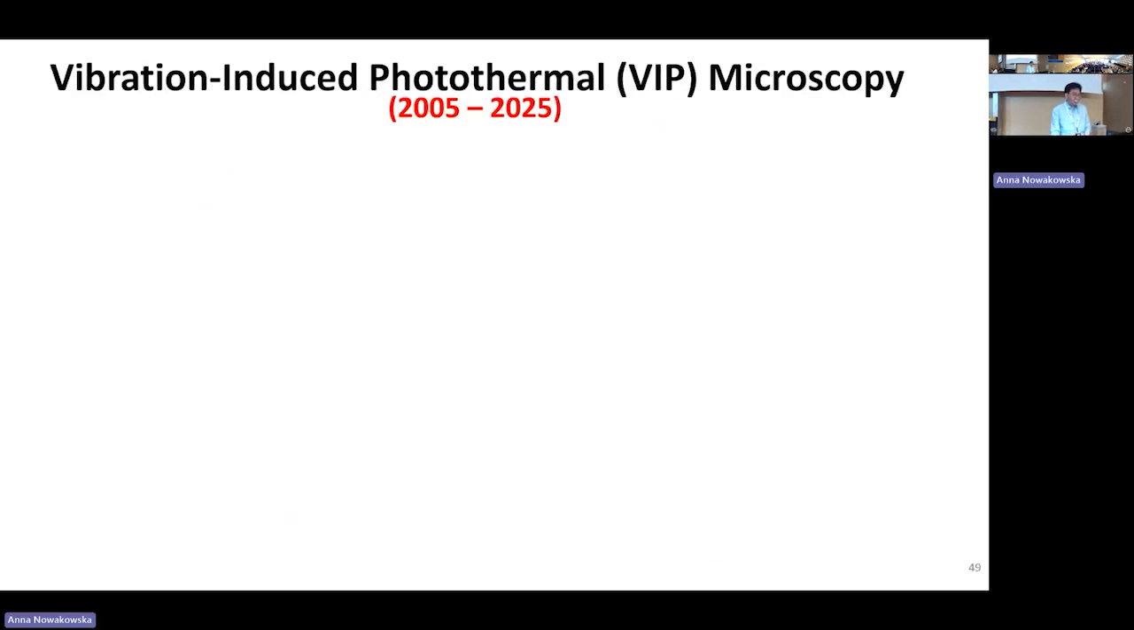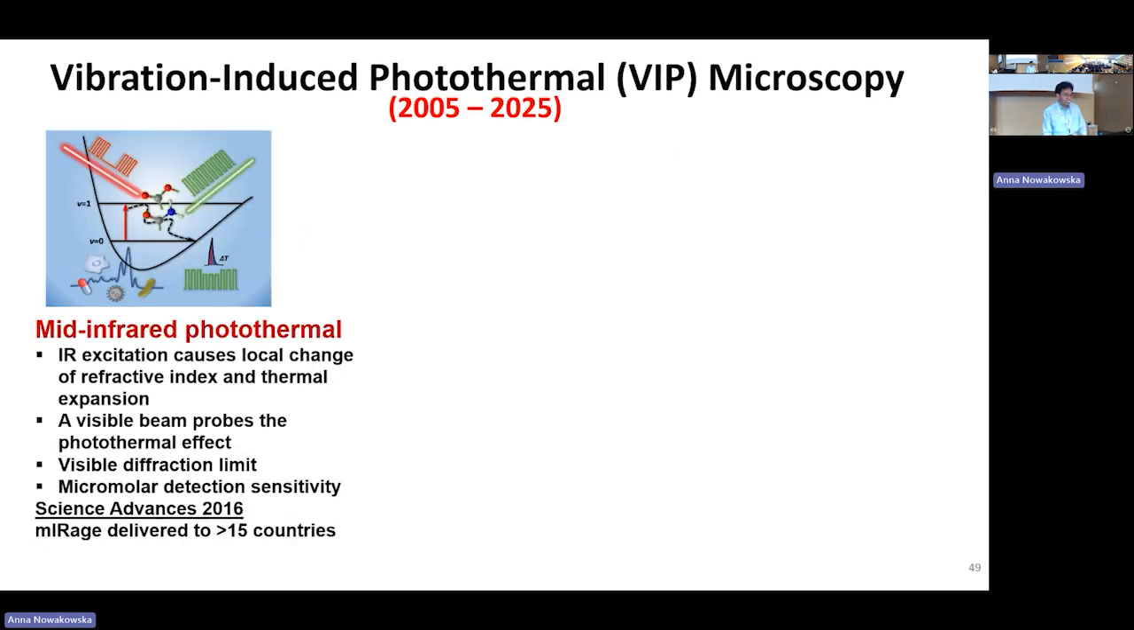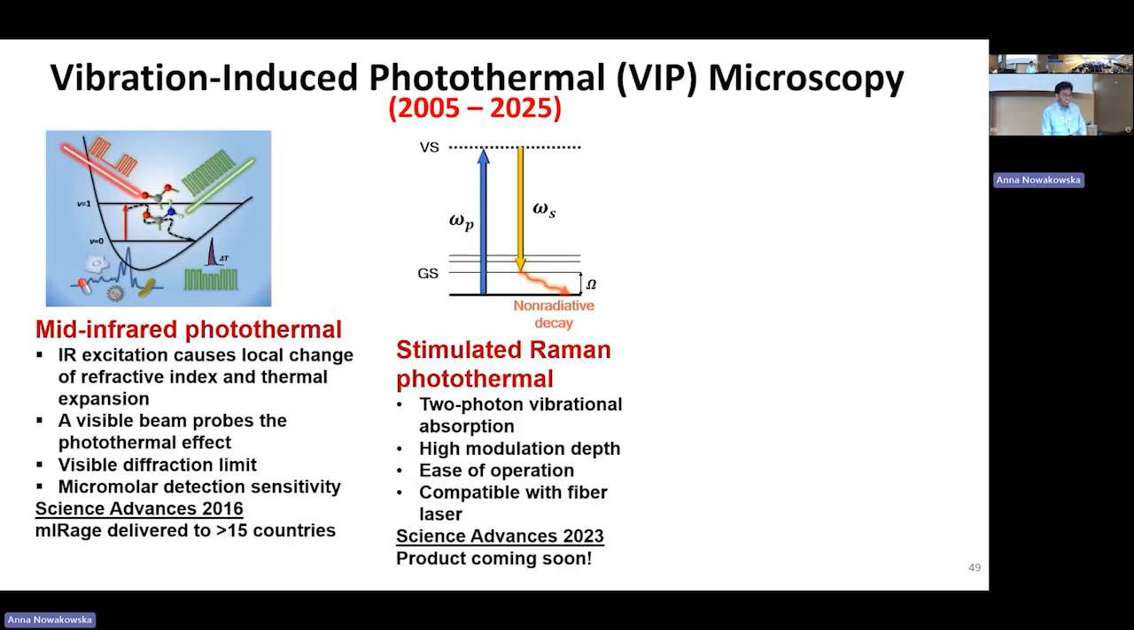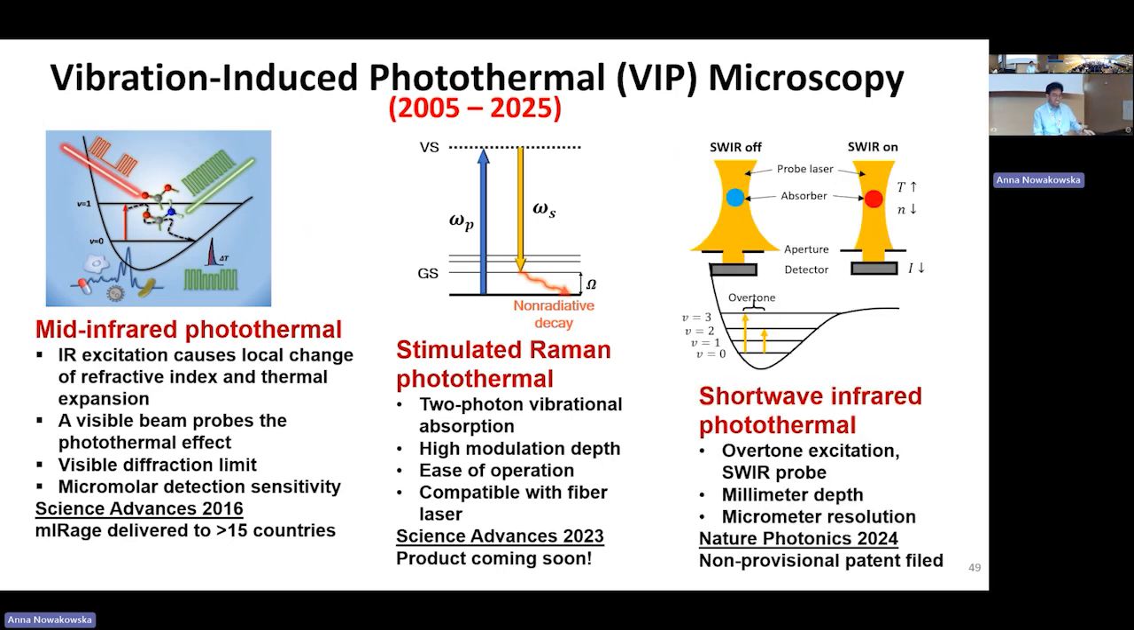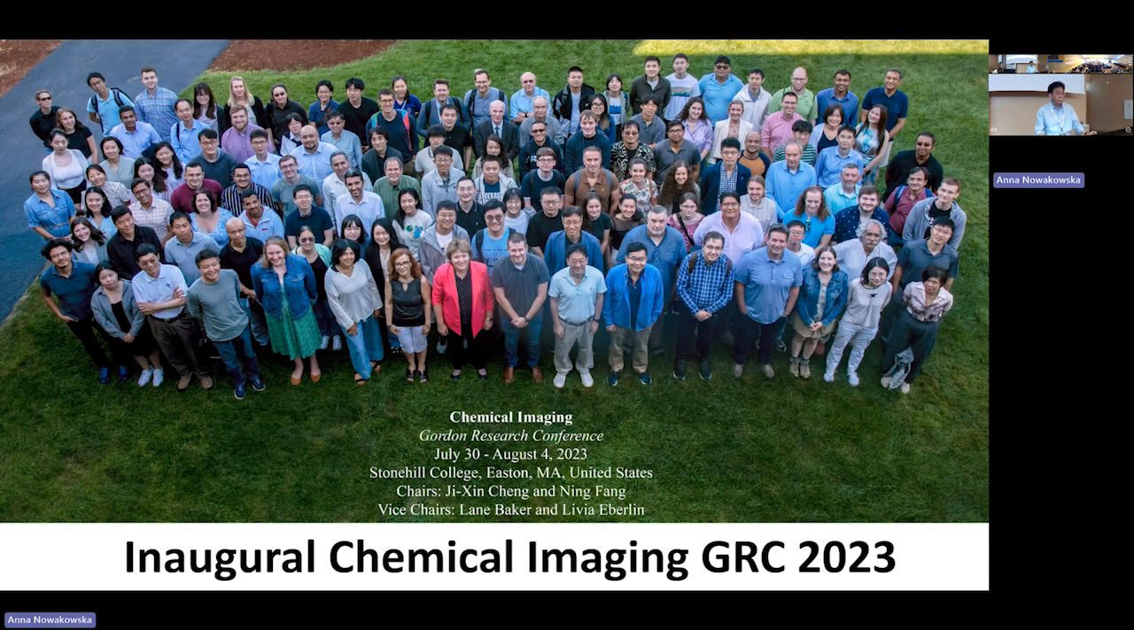So now, to summarize, over the past 25 years, we have developed this VIP microscopy by mid-infrared, stimulated Raman, and short IR. The first one is for IR active modes. The second one is for Raman active modes, and they are complementary. And the short IR is for deep tissue imaging. Chemical imaging overall is still a rising field.